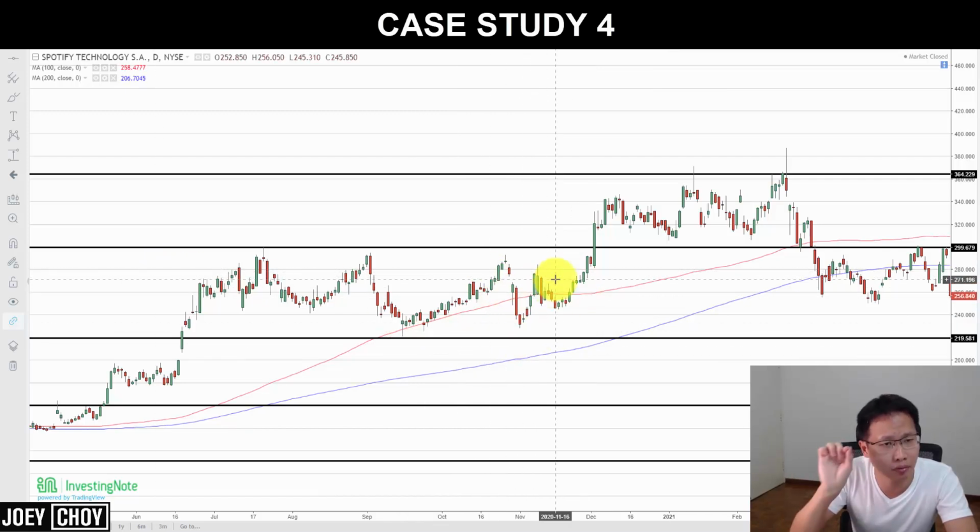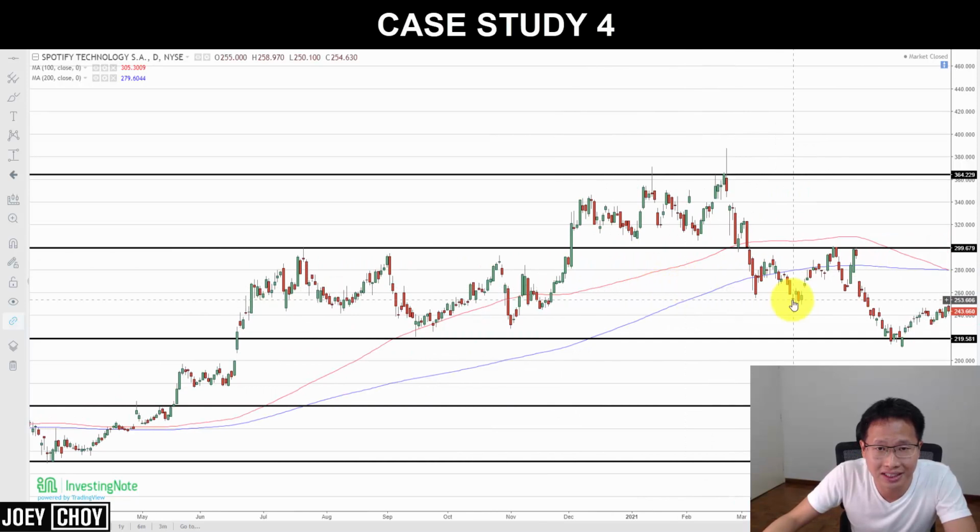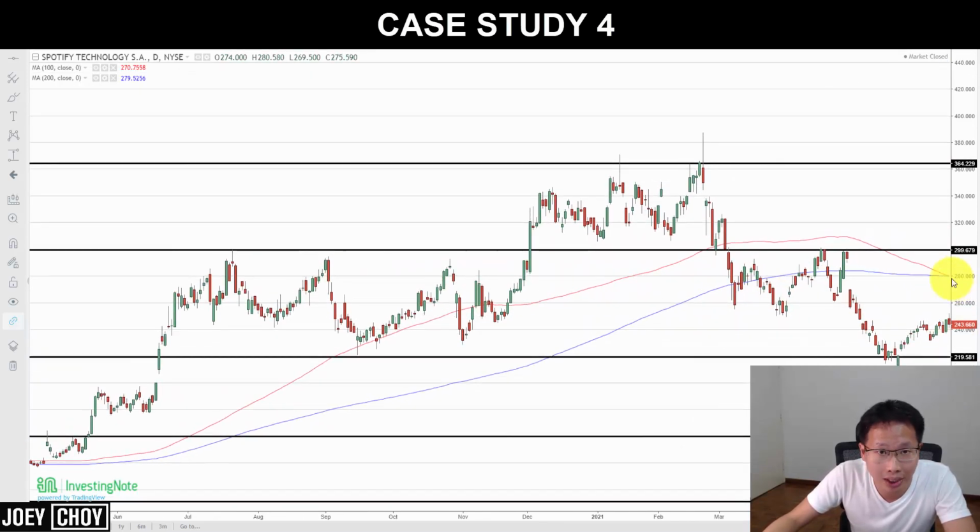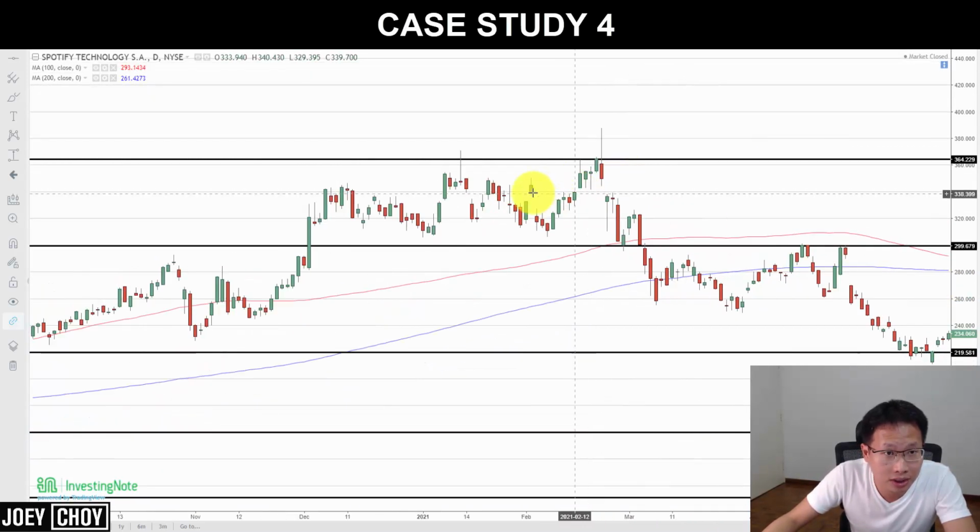So this is how we can spot those reversal candles, and let's see if we can spot another reversal candle somewhere here. Look at this, right? Look at this right over here.